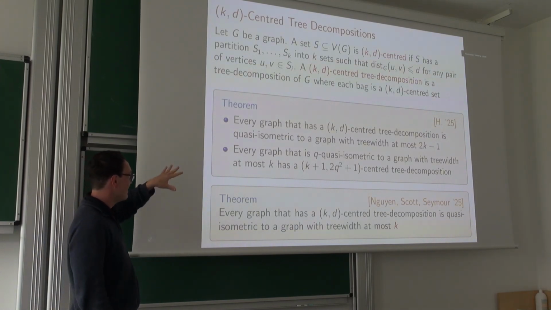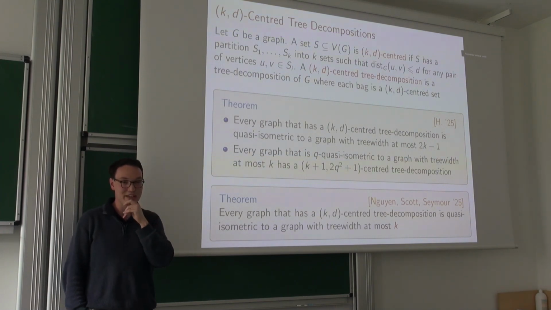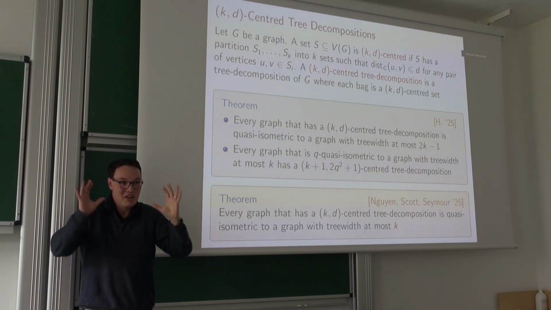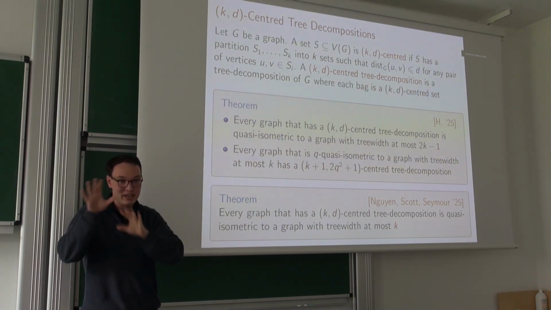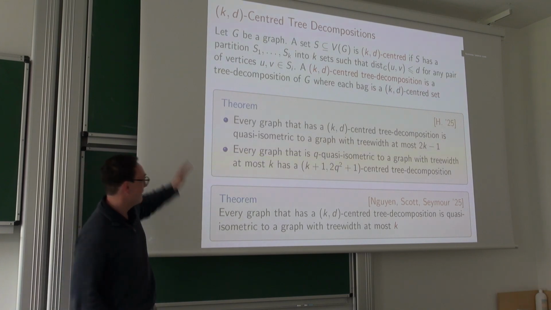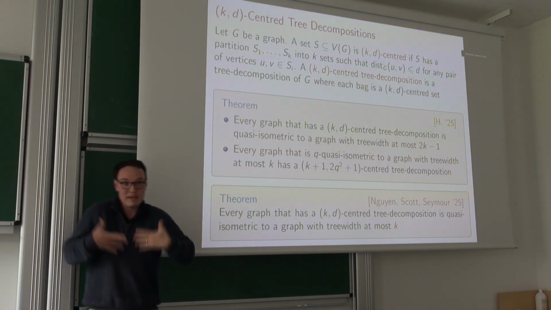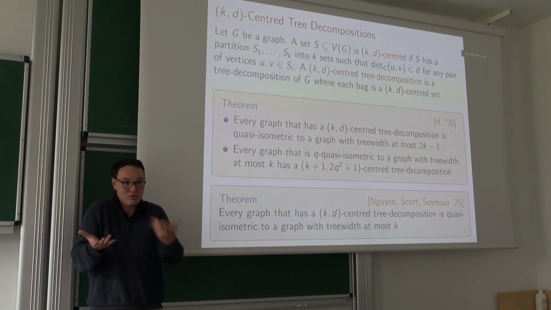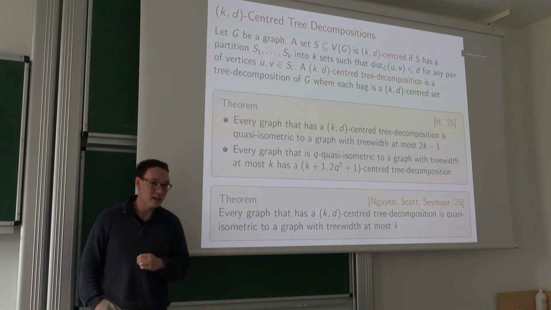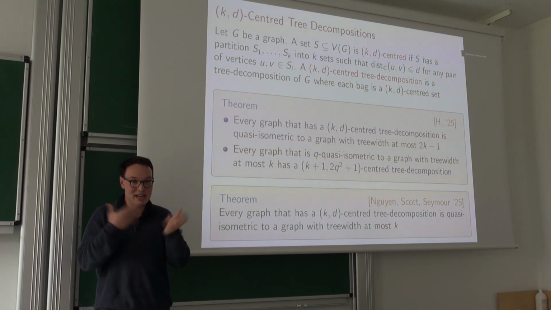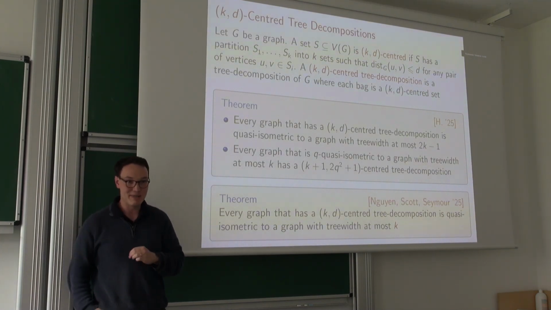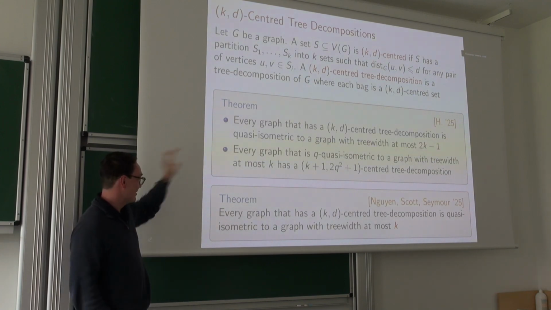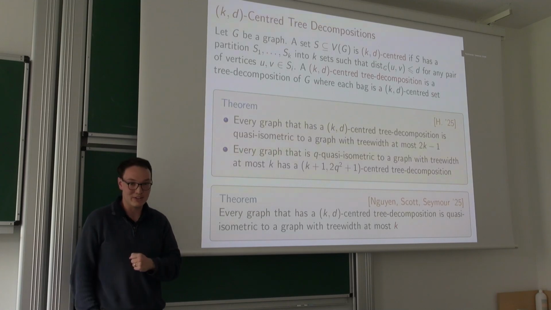Now, is this actually useful? I should say in coarse graph theory, there have been many results. The proofs in those results are quite long and technical, with a lot of annoying case analysis. Once you have a tool like this, it makes proving things about coarse graph theory a lot easier, because you just have to construct this KD-centered tree decomposition. Constructing a quasi-isometry can be a lot messier to do. This is good news for coarse graph theory.